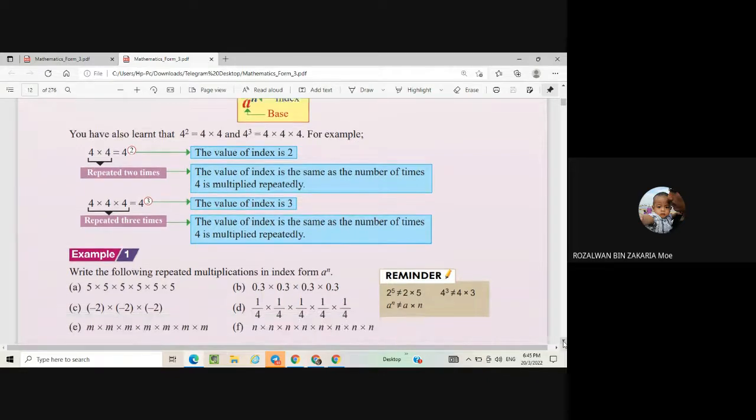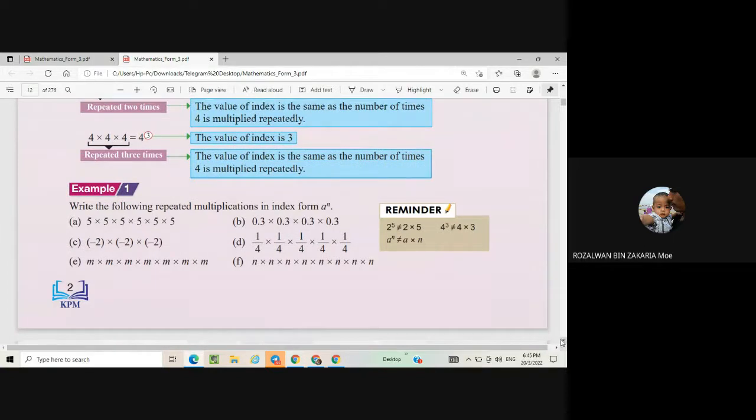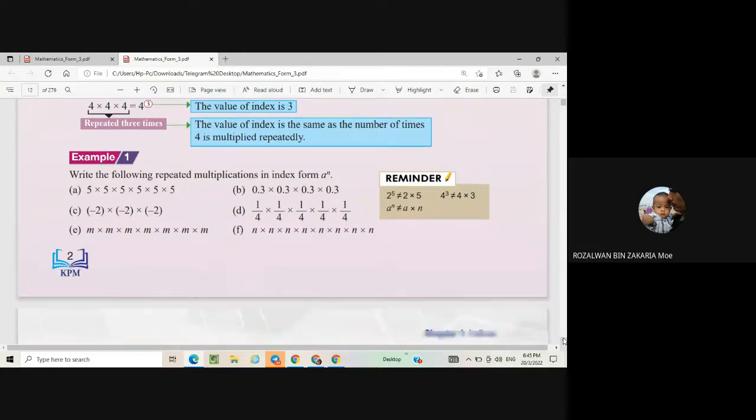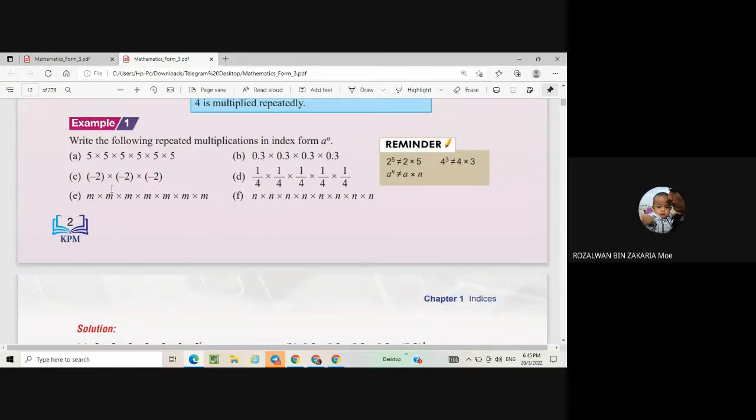Okay, class. Now look at example 1. The question is: write the following repeated multiplication in index form, a power of n. So how to do this one? Look at question A: 5 times 5 times 5 times 5 times 5 times 5. How do we write it in index form?